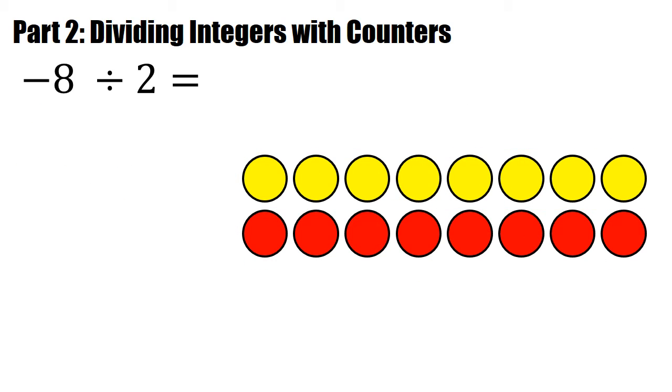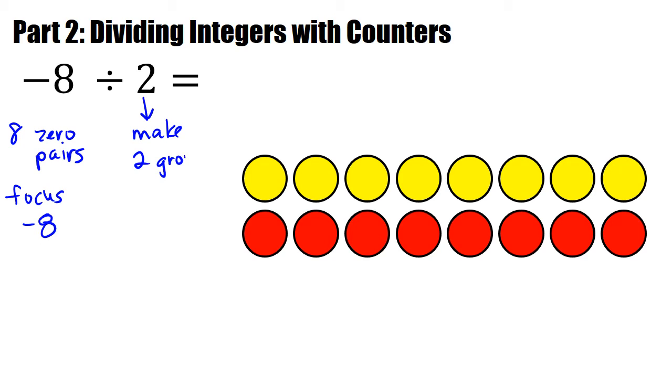So what about negative 8 divided by positive 2? Here we go, we're going to make 8 zero pairs, which are already on my screen. Our focus is going to be now on the negatives, so we're going to focus on negative 8. The 2 is going to tell us we need to make 2 groups. So let's go ahead and make 2 groups with our counters here.